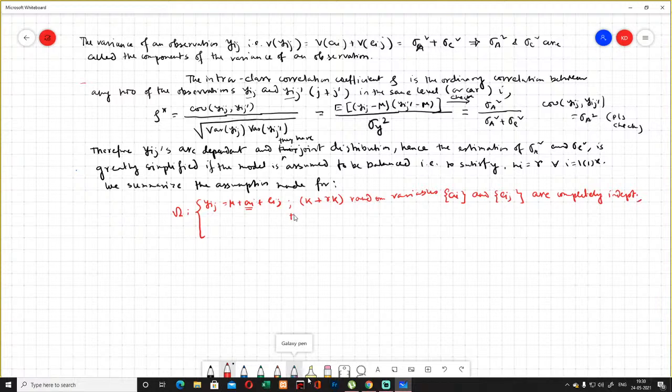The ai and eij are completely independent. ai follow normal 0 sigma a square, and eij follow normal 0 sigma e square. Okay. Therefore, the total number of observations here is r into k.